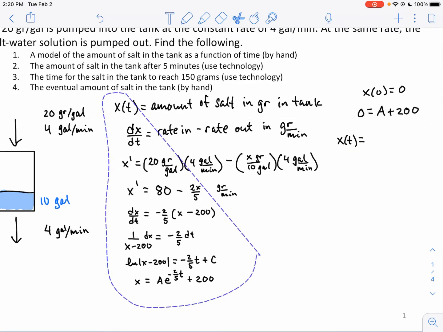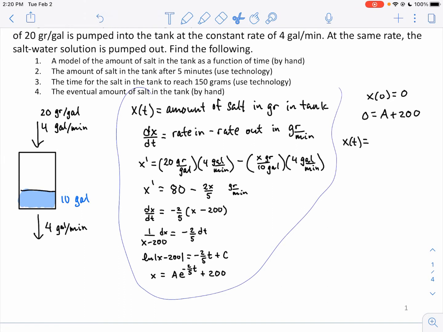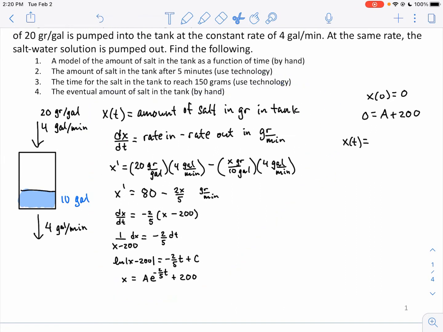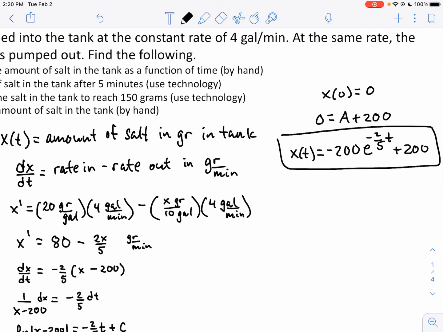Let me move. I'm going to move everything. Give myself a little bit more space here. Move all of this over. Here we go. X of t is negative 200. That's what our A is. Times e to the negative 2/5 of t, and then plus 200. And this answers question part 1.